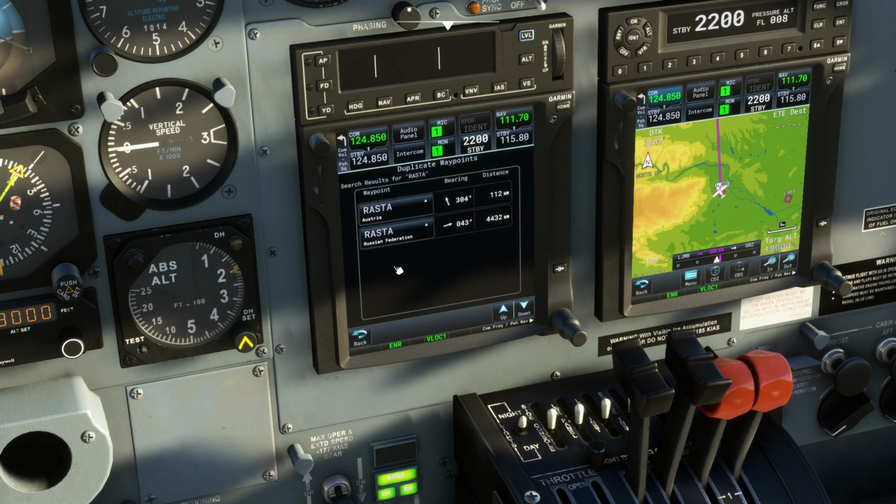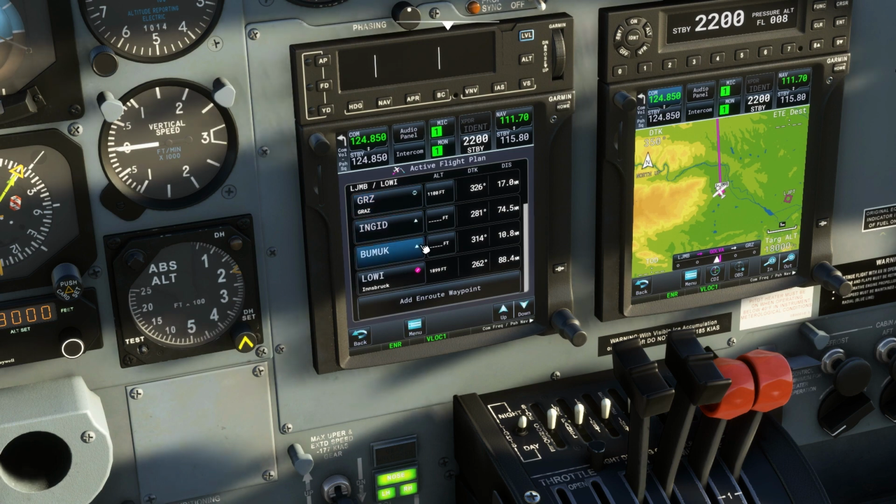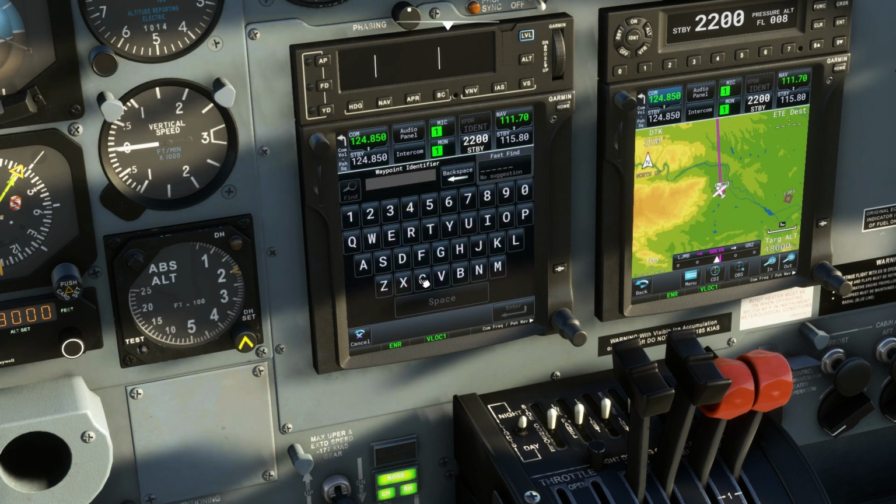Rasta, double gates found, of course. I'm talking about the Austrian fix. And then RTT, which I've actually put in the flight plan. We're gonna go with a visual approach, basically that goes on the localizer, which is skewed a bit to the left. Well, we'll see when we get there.